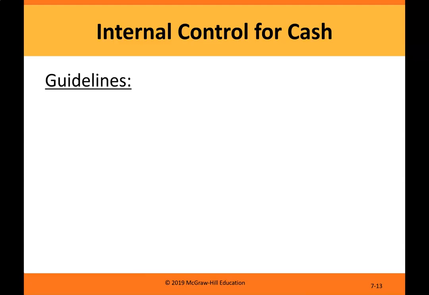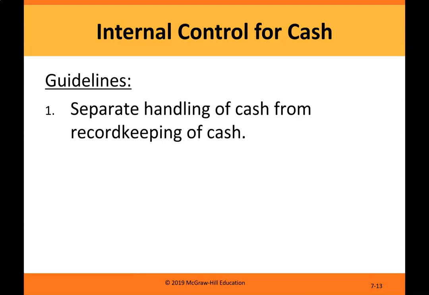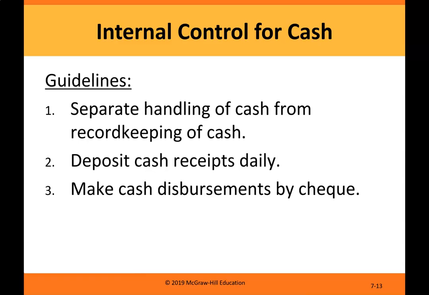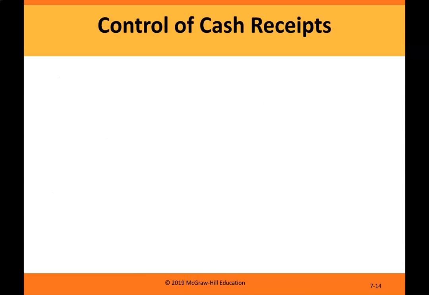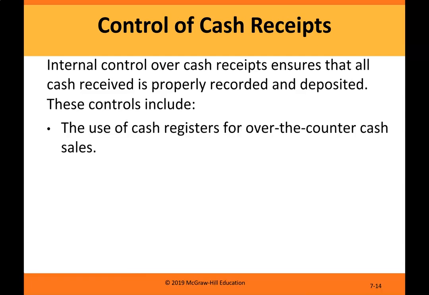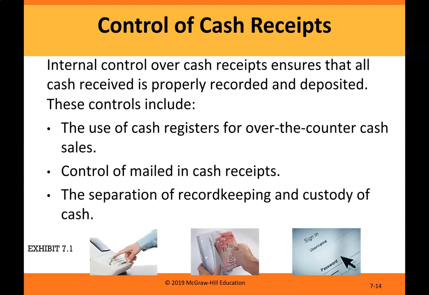Internal control for cash. Guidelines. 1. Separate handling of cash from record keeping of cash. 2. Deposit cash receipts daily. 3. Make cash disbursements by check. Control of cash receipts: internal control over cash receipts ensures that all cash received is properly recorded and deposited. These controls include the use of cash registers for over-the-counter cash sales, control of mailed-in cash receipts, and the separation of record keeping and custody of cash.